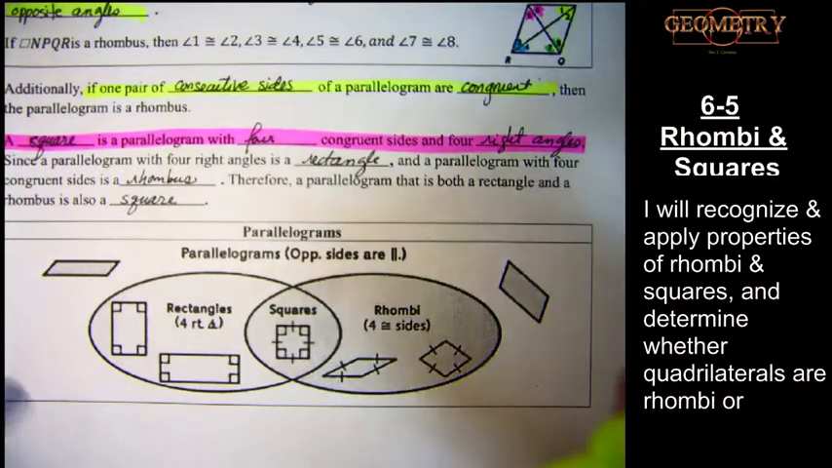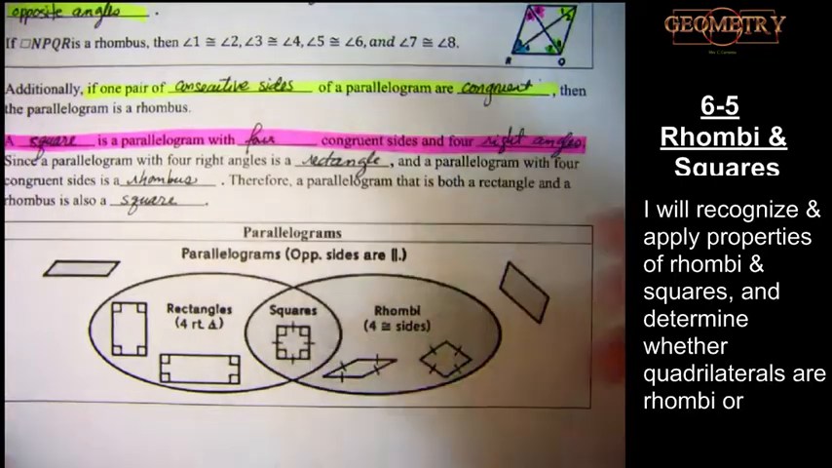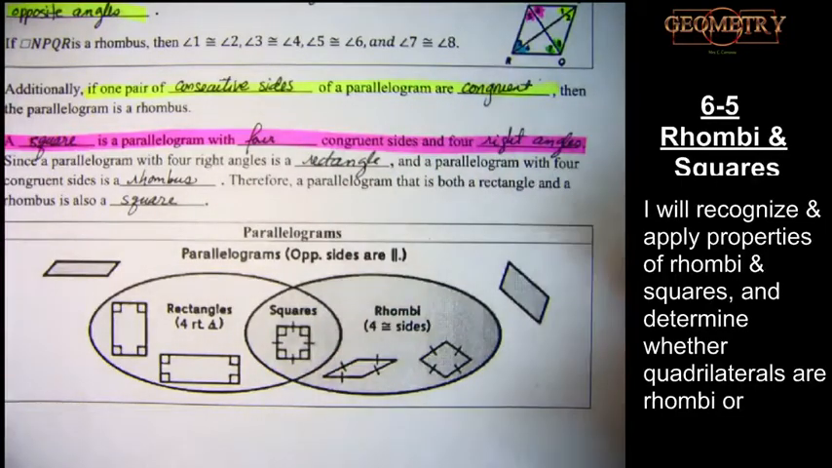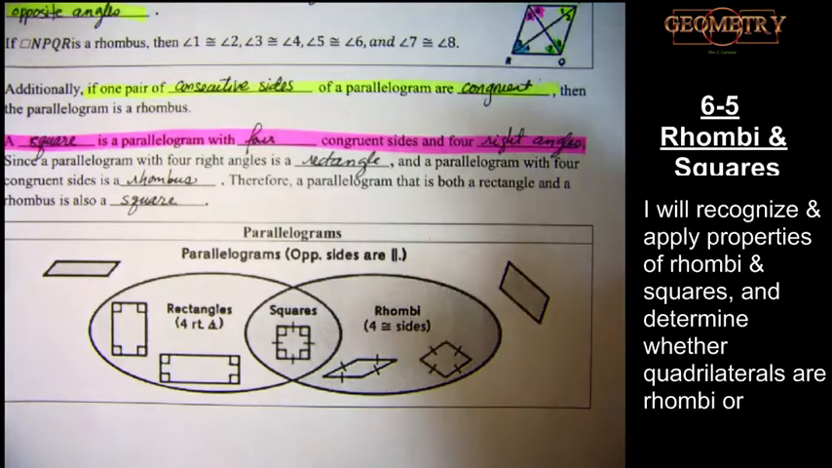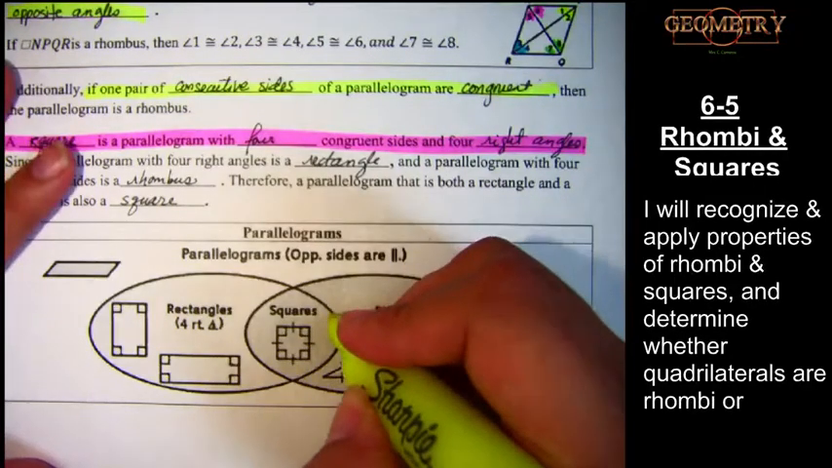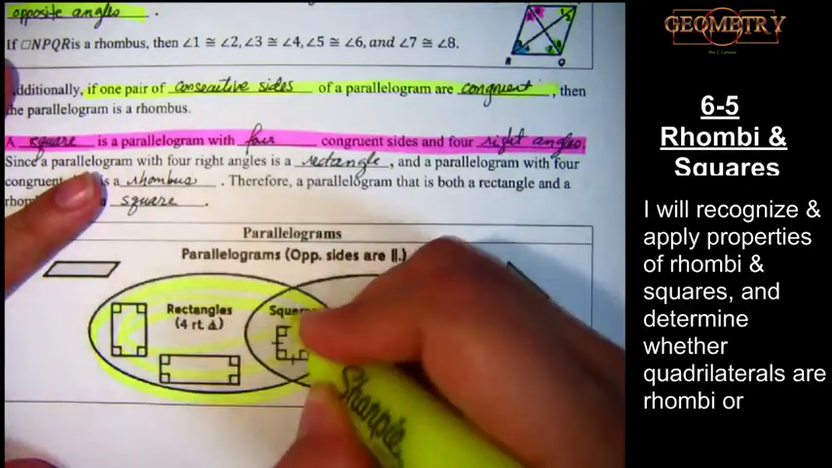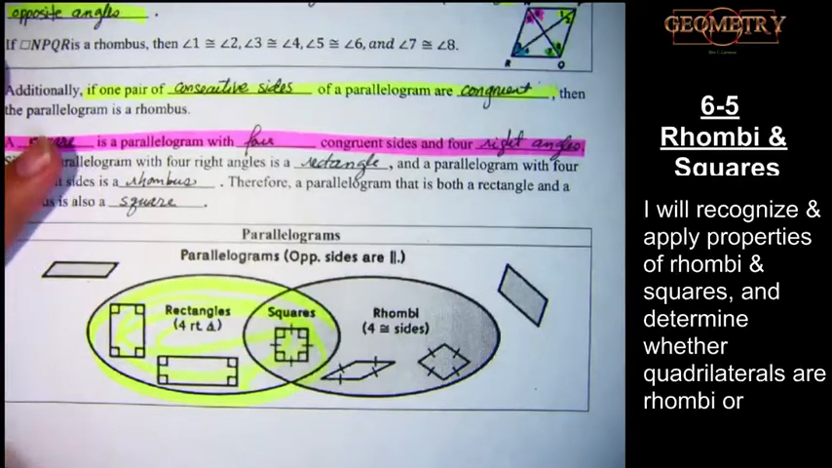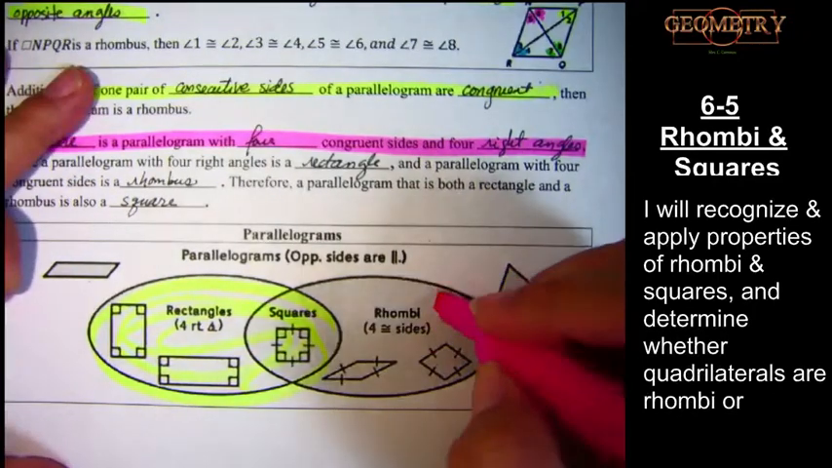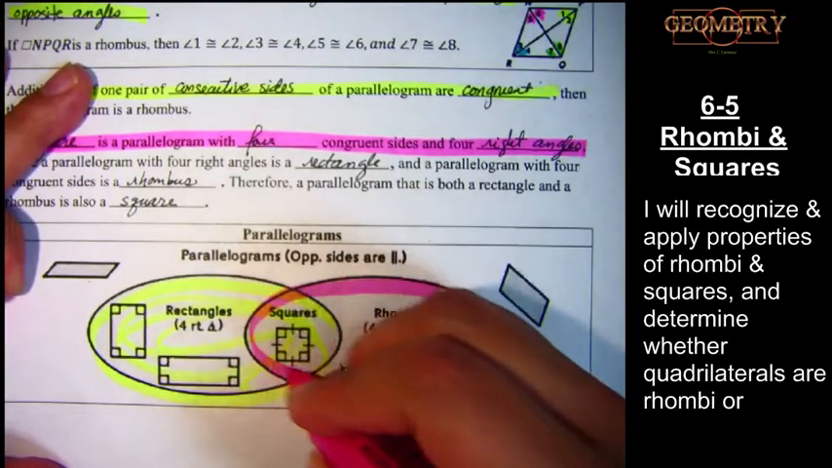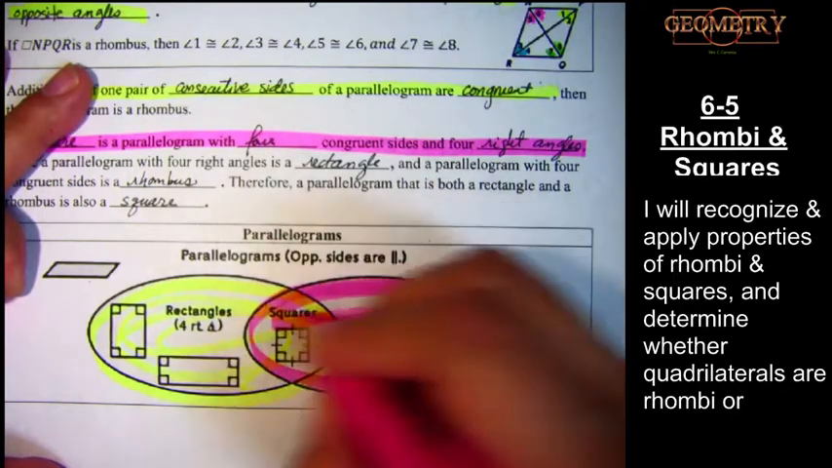So, let me just chat about this picture real quick. Here's the dance floor, the parallelogram club. All of the parallelograms in the universe are hanging out in this bar, having a good time. We have 2 dance floors. We have this dance floor that only allows rectangles, the things with 4 right angles. And in this dance floor, we only allow the rhombi, the things with 4 congruent sides.